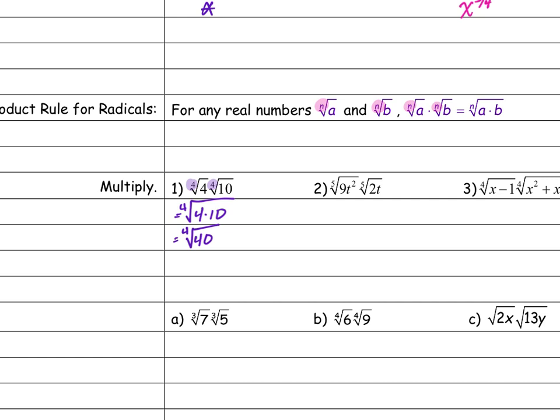Okay. So on the second one, they're both the fifth roots here. So that means I can take what's on the inside and multiply them together. So I have the fifth root of 9t squared times 2t, which is going to be the fifth root of 18t cubed. Done.